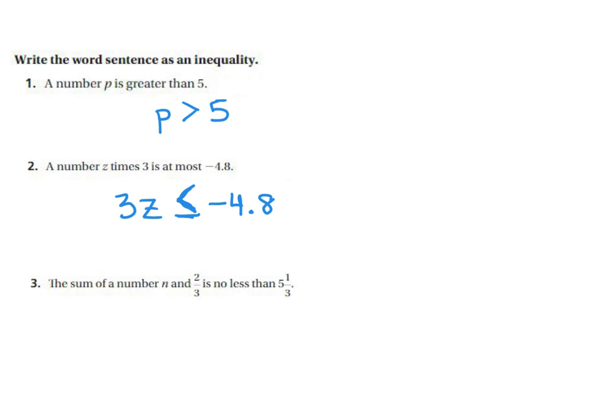The sum of a number n and 2/3, the sum means plus, is no less than 5 1/3. So that means it's greater than, or it could be equal to.